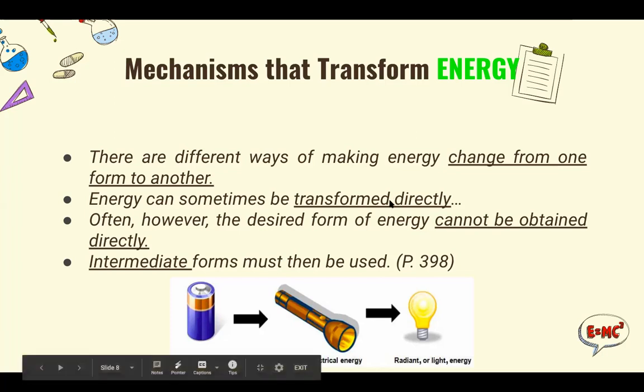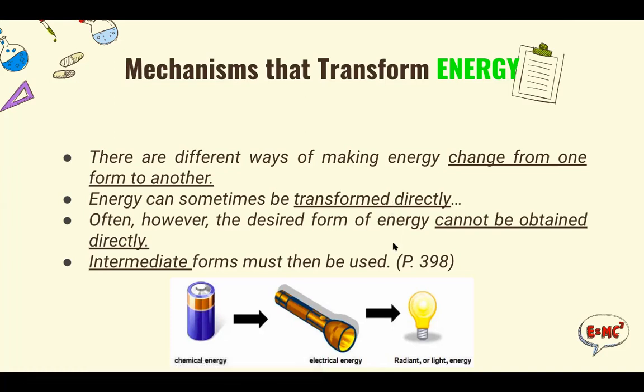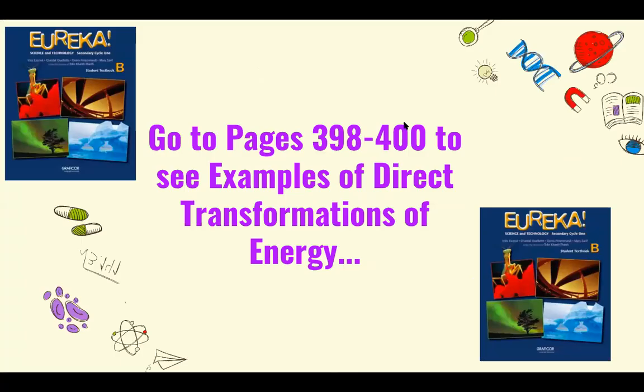And in your textbook, there are pages of direct transformations. So I encourage you to go to pages 398, and all the way to 400. And they talk about all these direct transformations. So you should always have your textbook around. I'll give you time to go to the pages.